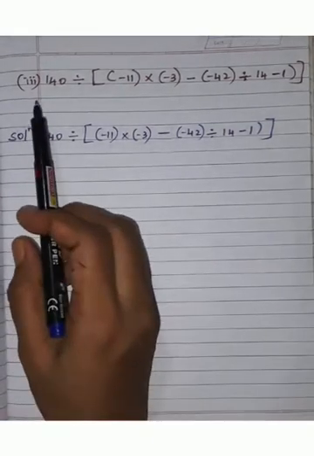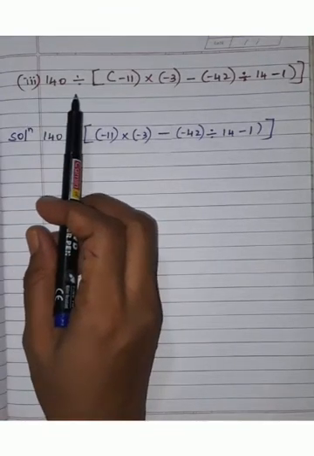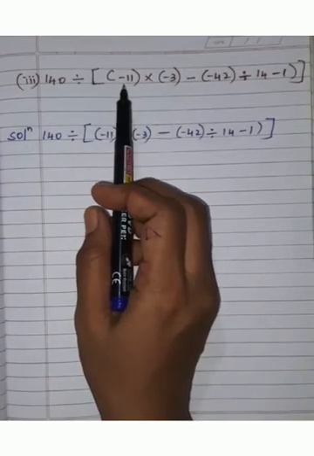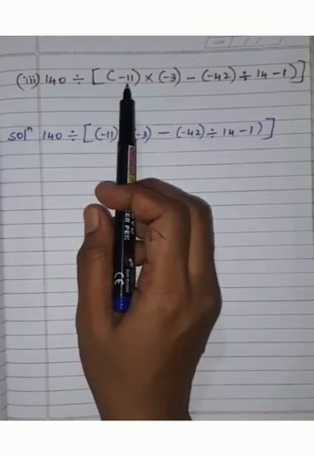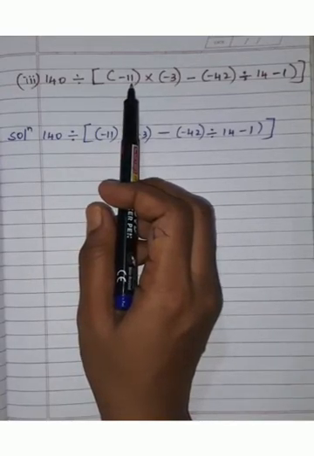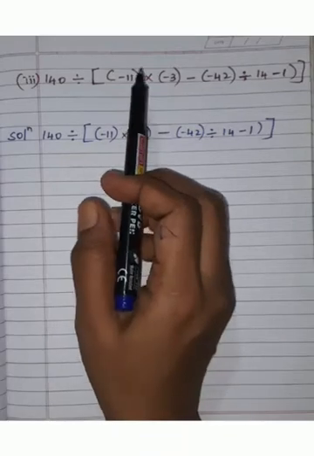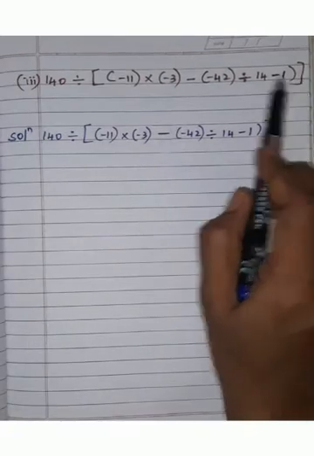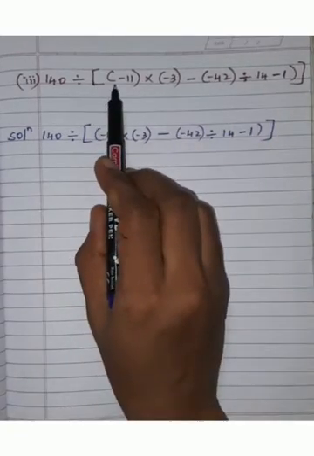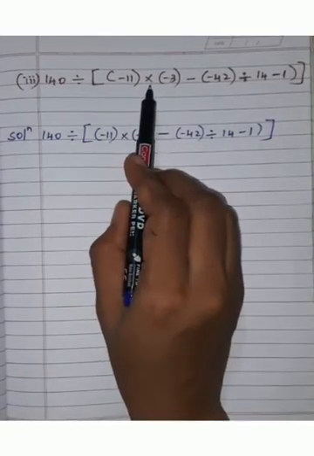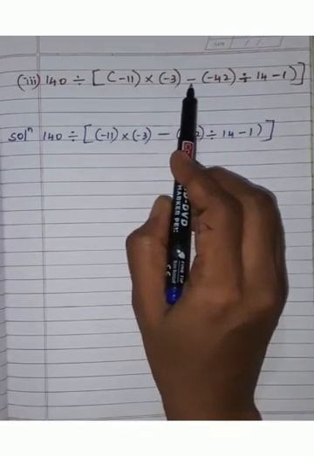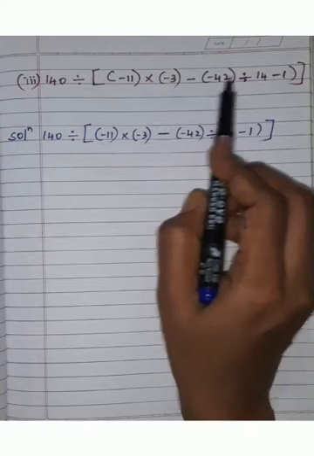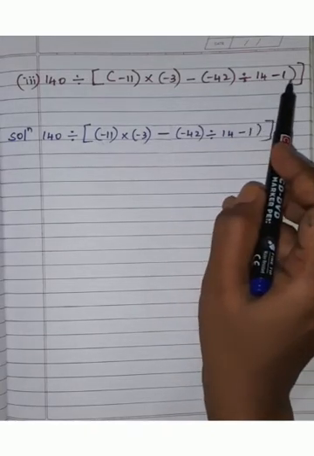Now students, our third sub question is 140 divided by square bracket, and inside the bracket you can see a big expression. Whenever it is given inside the bracket, children, don't get afraid of seeing this big expression. Now you can see that this is known as a square bracket. So inside the square bracket you can see minus 11 multiplied by minus 3, then minus, then inside the bracket we have one more round bracket, minus 42 divided by 14 minus 1.